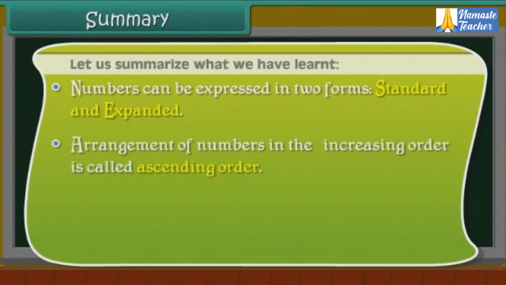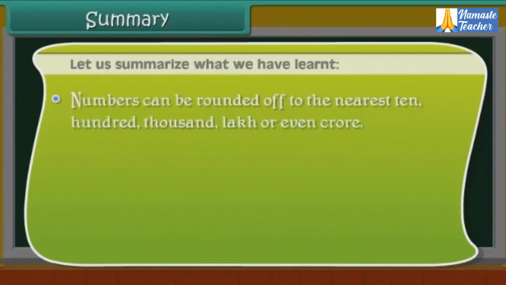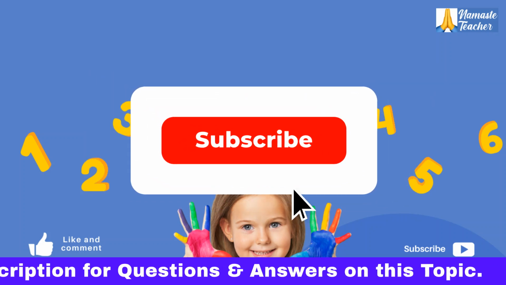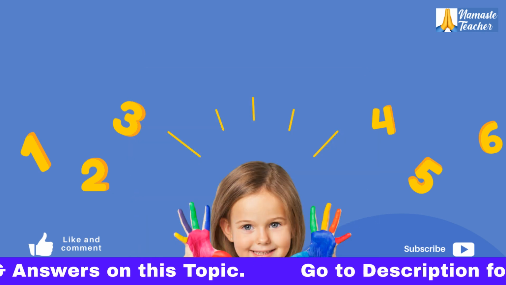Arrangement of numbers in the increasing order is called ascending order. Arrangement of numbers in the decreasing order is called descending order. Numbers can be rounded off to the nearest 10, 100, 1000, lakh, or even crore. Roman numerals are formed with the help of 7 symbols: I, V, X, L, C, D, and M. By now, you should be comfortable handling numbers in both the Indian and international systems of numeration, converting them between forms, rounding them off, and even working with Roman numerals.